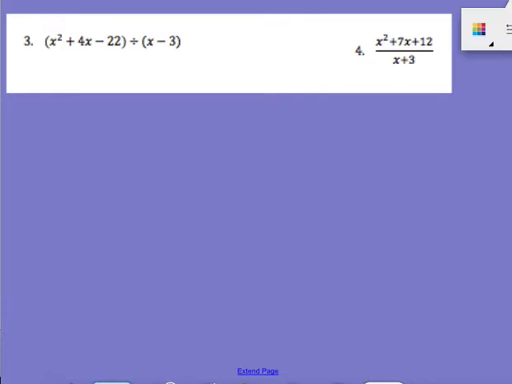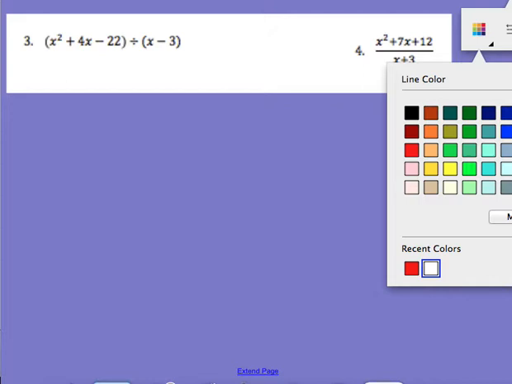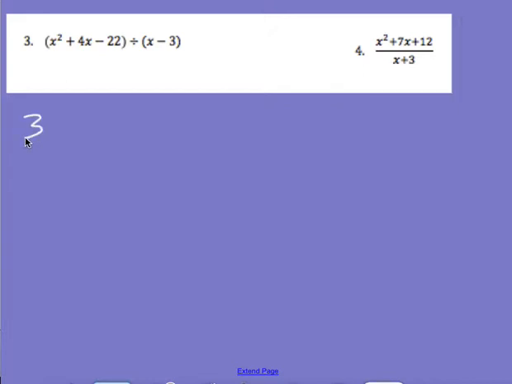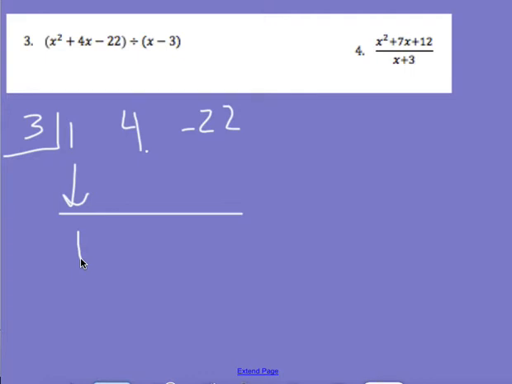Let's now take a look at the next one. Okay, so I notice again that it's being divided by 1x to the first. I need that in order to use synthetic division. Well, the opposite of negative 3 is positive 3. And then I'm going to write out my coefficients. So the squared term is 1, and then I have 4, and then I have negative 22. So I can take the 1 and drop it down. 1 times 3 is 3. 4 plus 3 is 7. 7 times 3 is 21. Negative 22 plus 21 is 1.